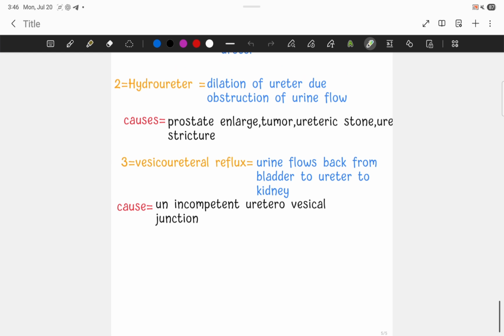Another clinical correlation is vesicoureteric reflux. This is so important, because urine flows back from the bladder through the ureter to the kidney. Normally urine goes from the kidney to the ureter to the bladder. So what happens in vesicoureteric reflux? Urine comes from the bladder back to the ureter and to the kidney. The cause is an incompetent ureterovesical junction.